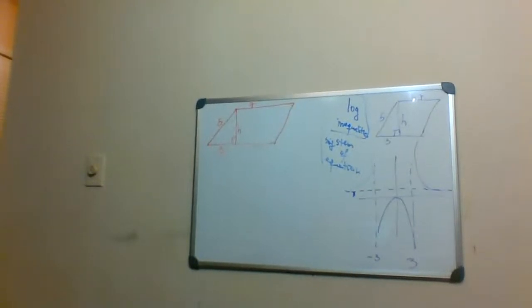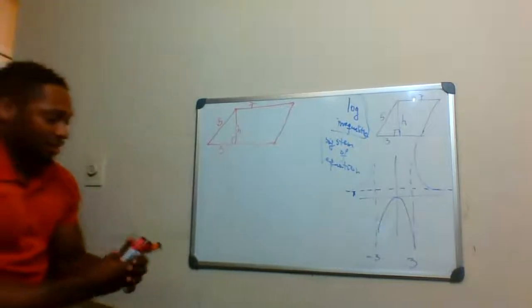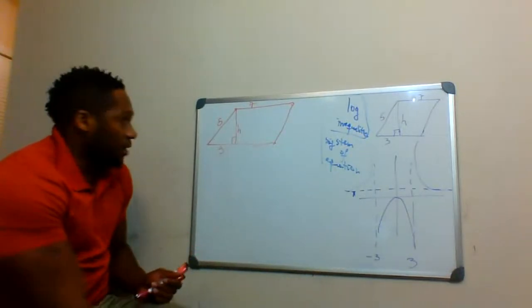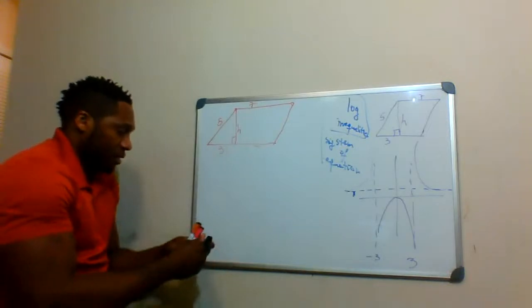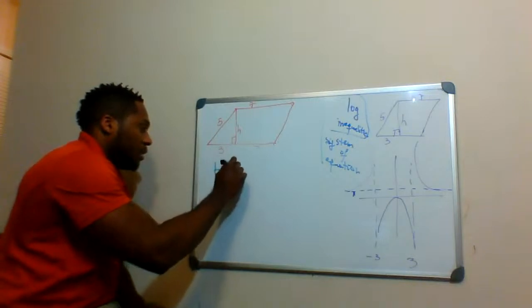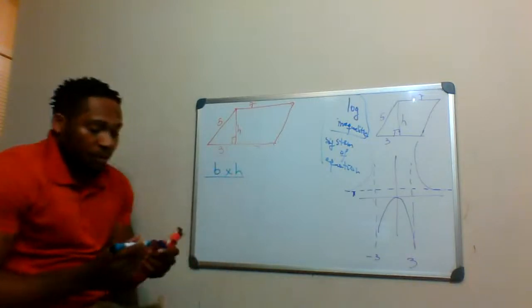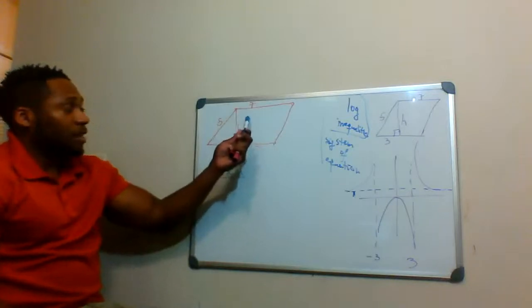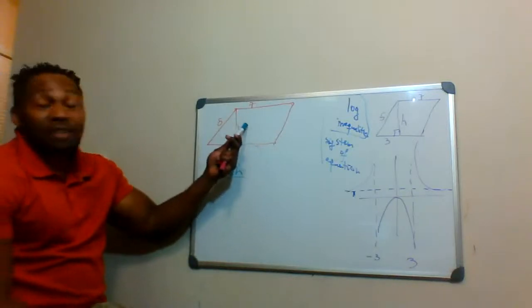In order for us to find the area of this parallelogram, we know the area of the parallelogram is kind of like a rectangle: base times height. So how do we find the area of the parallelogram? The hint asks us to find the area, so what we want to do here is find the height.